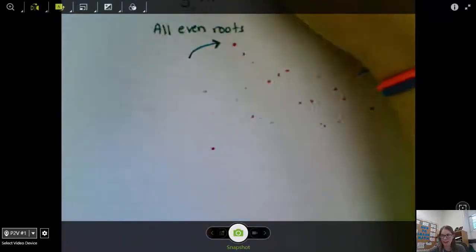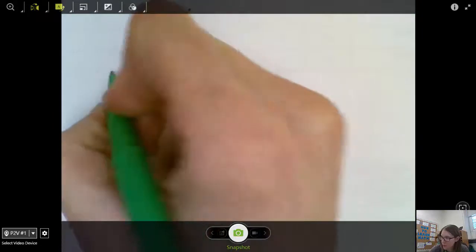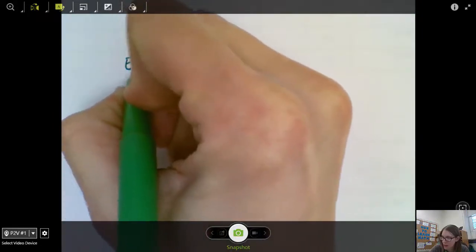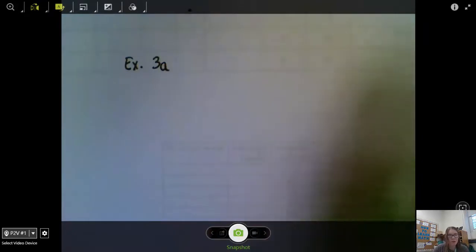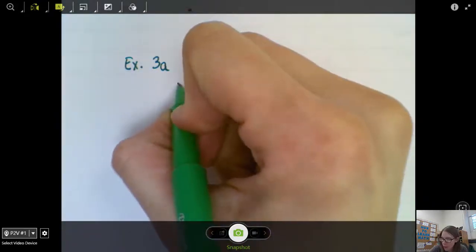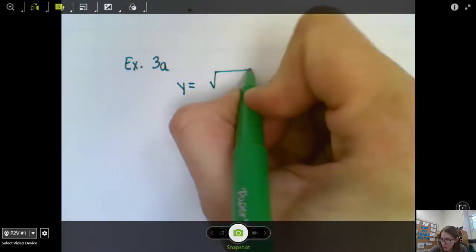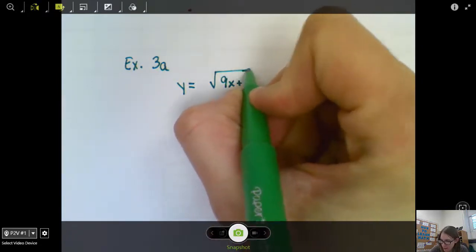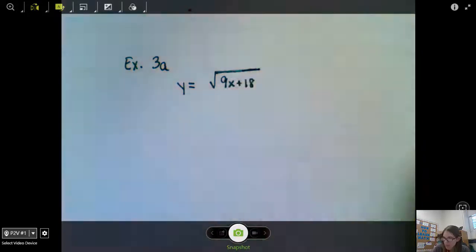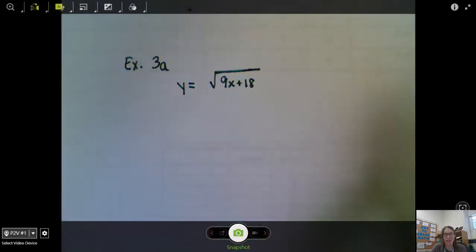Okay, there's one last situation I want to look at, and that is if we had something like this. So example 3, I'll do a B example for this also. But example 3, let's graph y equals the square root of 9x plus 18. Okay, there's a couple different ways we could do this.